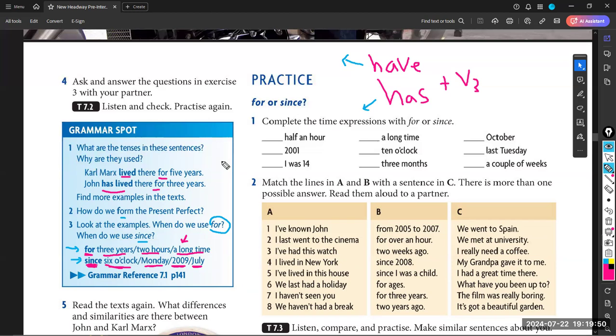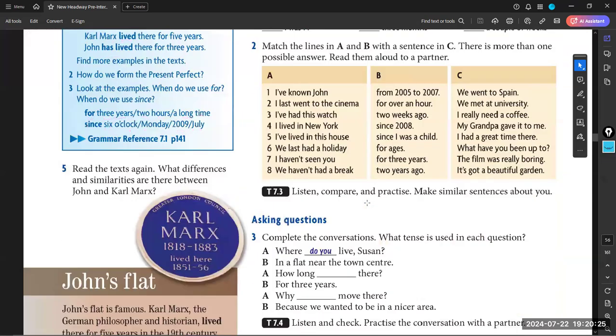Please, this is extremely important. Even if you want to specify the time, for example, "in 2002", you can use simple past and present perfect, but the meaning is going to be different, as we noticed with Karl Marx and John, because Karl Marx is dead now and John is not dead. He's still alive. So please be careful.